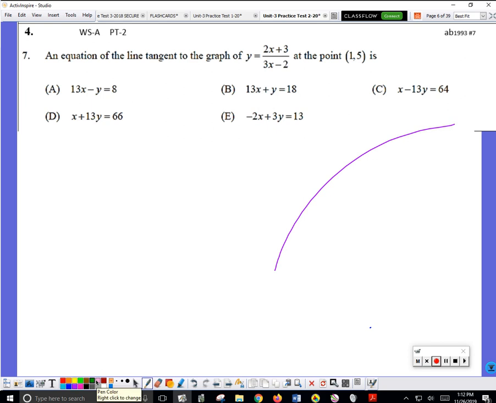We appreciate it. This is the graph of y, so make a note of that.